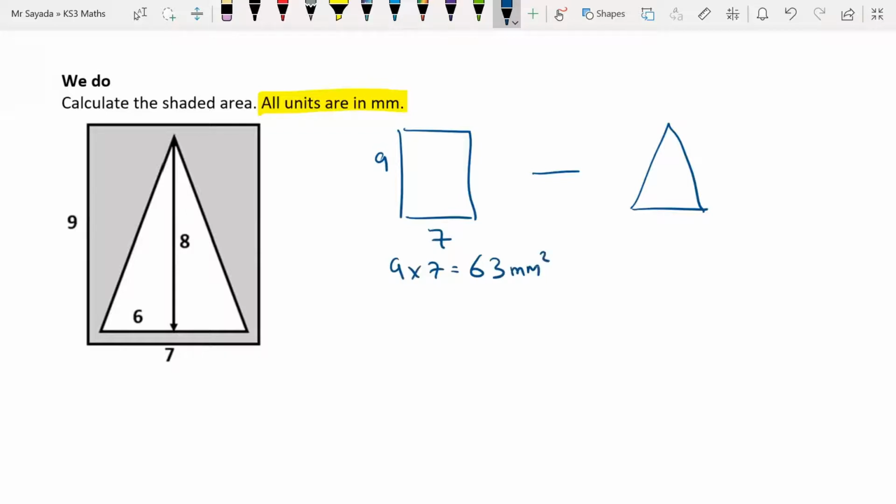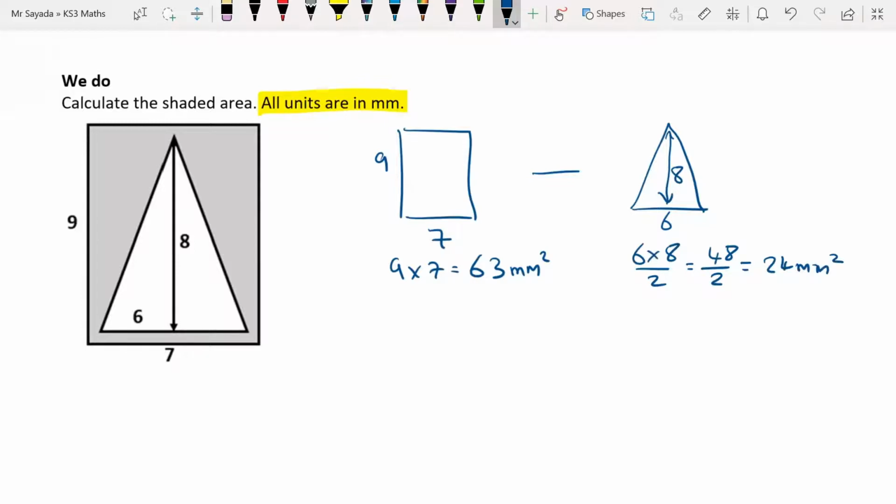What's the area of the triangle? The triangle's got a base of 6 and a height of 8. Say your answer to the video now. Well, the area of the triangle is base times height over 2. That's 48 over 2, which is 24 millimeters squared.